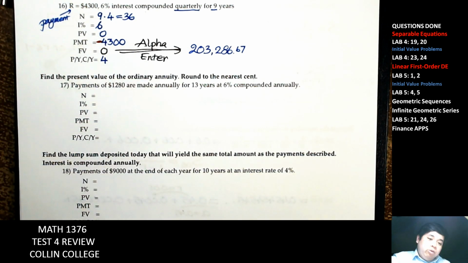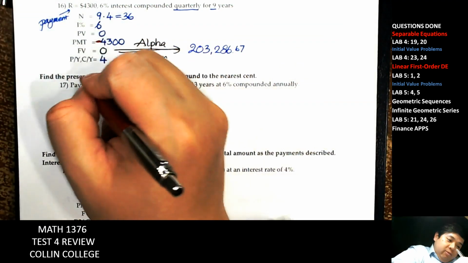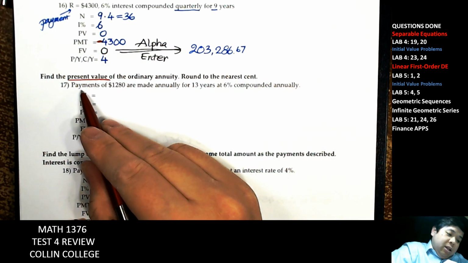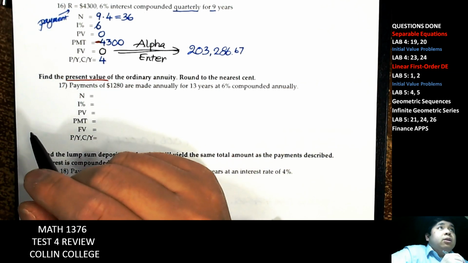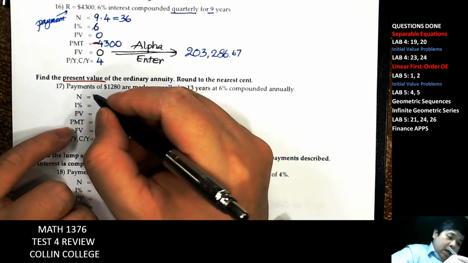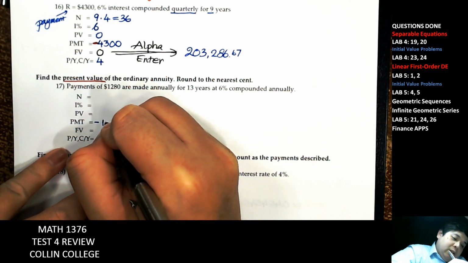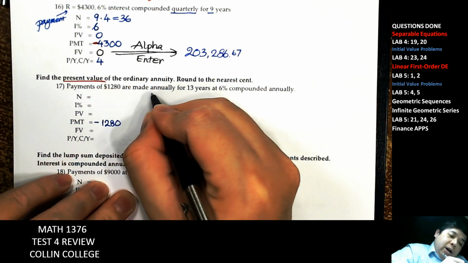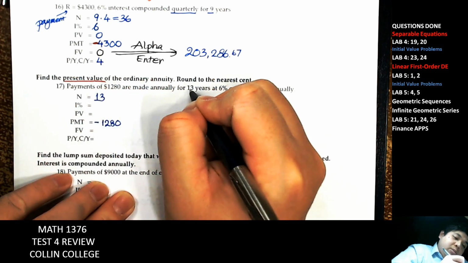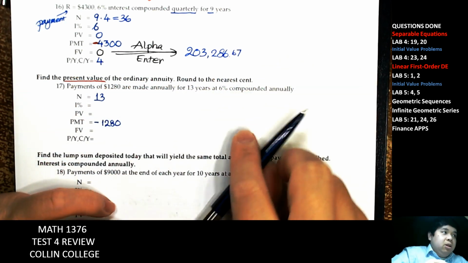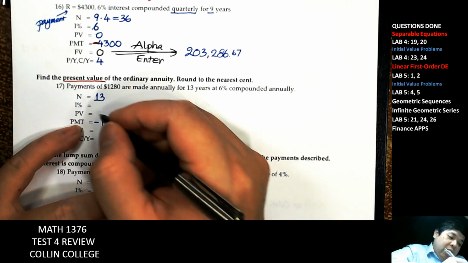Right, just want to fill a few problems here. So next, we want the present value. The payment of 1280 is made annually, so of course we are making the payment, so it's minus. One time a year, annually, 13 years, so 13 times 1, just 13 payments in total. And the present value we don't know.